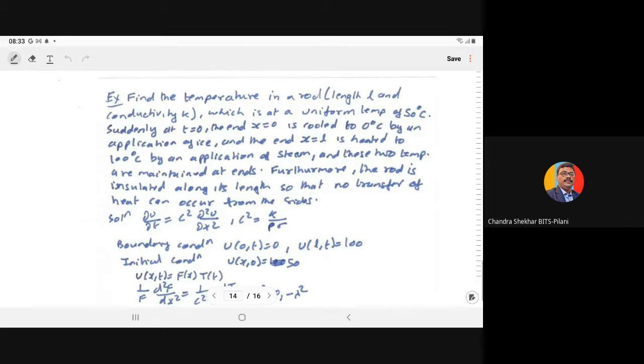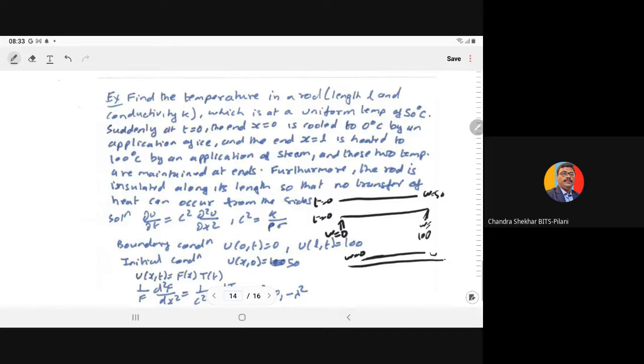So actually, initially at t equal to 0, the temperature is 50 degree centigrade, right? Now at t equal to 0, this end is kept at u equal to 0, and this end is kept at u equal to 100. So after some time, this will become u equal to 0, and this will become u equal to 100, and there is a uniform distribution of the temperature. So we have to compute at what time we have what temperature.